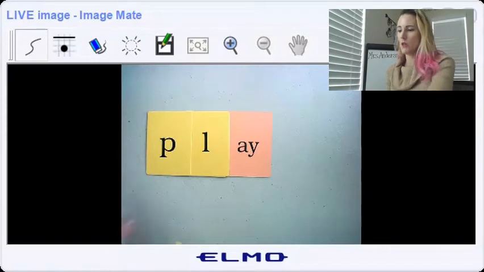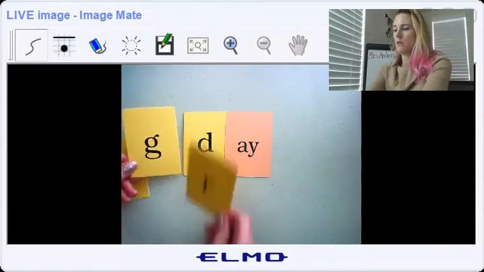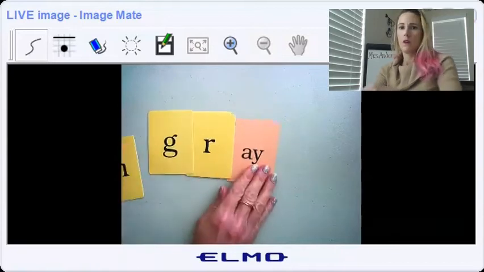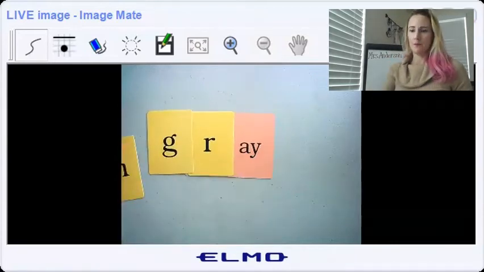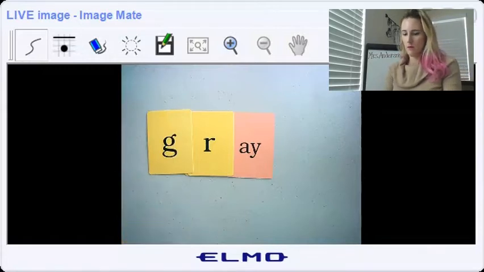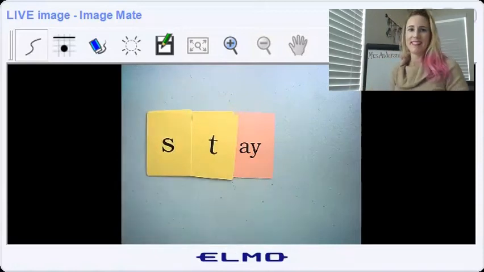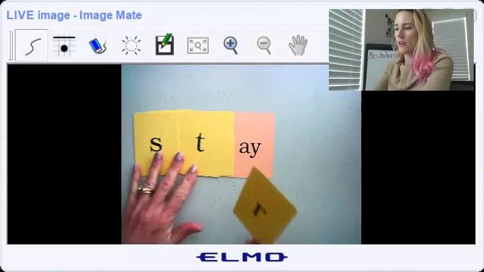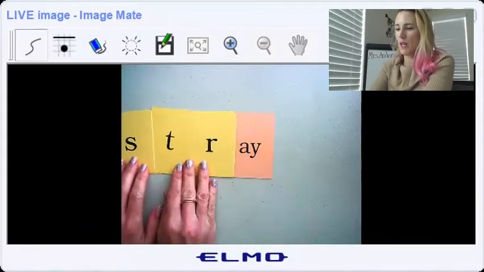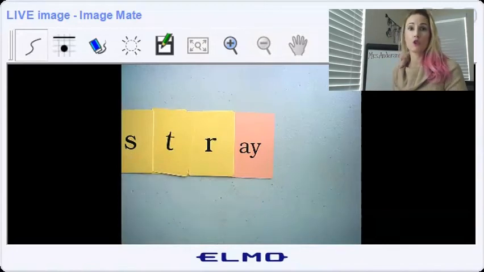We can also get gray. We can build the word stay. And I'm going to add one more letter here. So this is a 3-letter blend, str, and this makes the word stray.